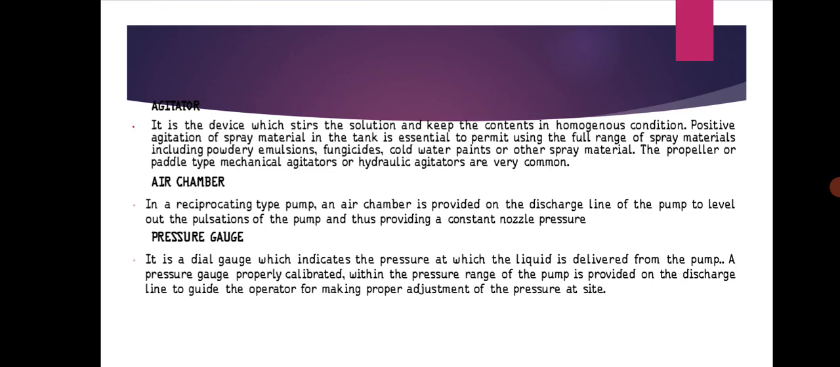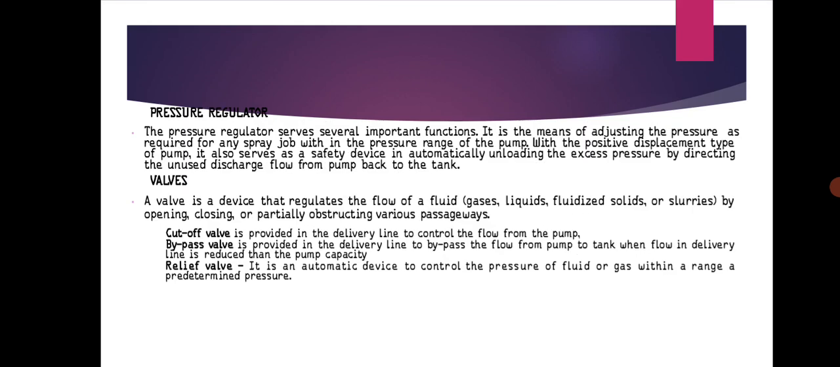Air chamber. In a reciprocating type pump, an air chamber is provided on the discharge line of the pump to level out the pulsation of the pump and thus provide a constant nozzle pressure. Pressure gauge. It is a dial gauge which indicates the pressure at which the liquid is delivered from the pump. A pressure gauge properly calibrated within the pressure range of the pump is provided on the discharge line to guide the operator in making proper adjustment of pressure at site.